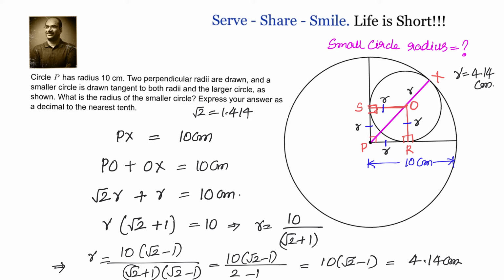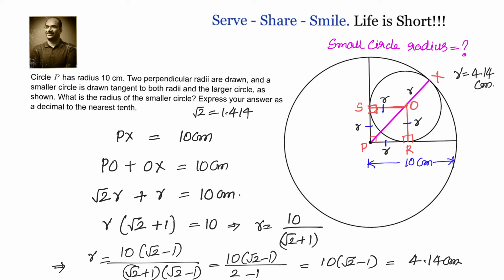Let's have a recap of this problem for 8th or 9th grade. Now we have been given that there is a circle and two radii are drawn which are at 90 degrees, and a small circle is drawn which is tangent to both the radii and also the bigger circle. We have to find out what is the radius of the small circle.